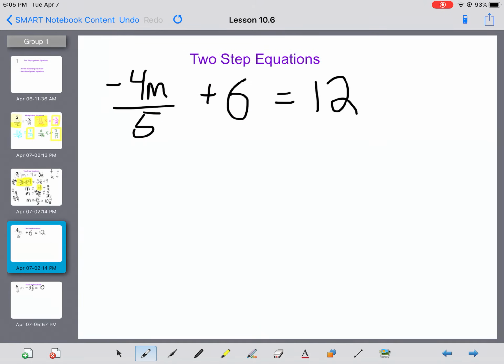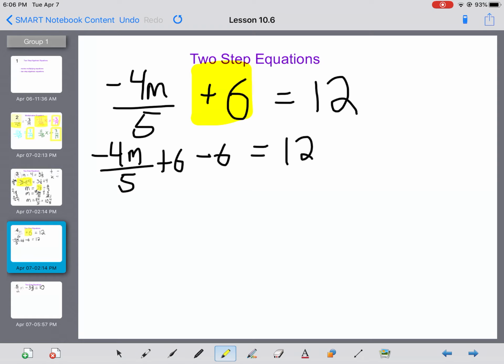Okay, so again, here we have negative 4m over 5 plus 6 equals 12. So the first thing we're going to do, working the opposite of BEDMAS, is get rid of this plus 6. So make sure when you're doing your work in your textbook that you write out all the steps. Because remember, a big part of grade 7 math is knowing the steps and how to show them as opposed to just finding the answer. So my new thing that I did, of course, was to subtract 6.